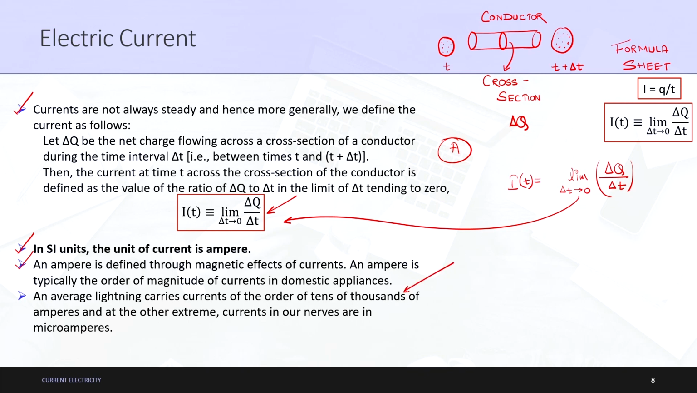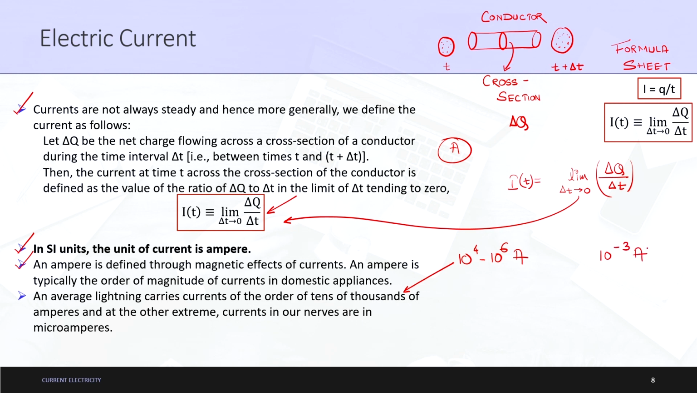So, this should be known: the concept we understood in the introduction chapter, that there were tens of thousands, that means 10 to the power 4, 10 to the power 6 amperes of current involved in lightning. On the other hand, if we go to the other extreme, the current in our nerves, in our muscular system, is of the order of 10 to the power minus 3, that is milliamperes. So in this case it is 10 to the power minus 3 amperes.